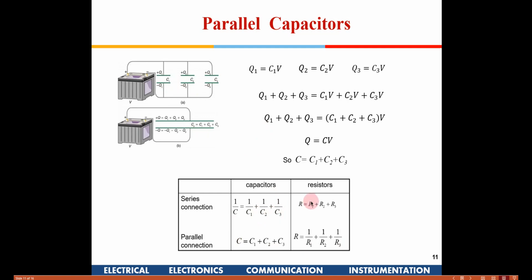If you see with respect to resistors, in series connections it is R1 plus R2 plus R3, whereas in capacitance it will be 1 by C1 plus 1 by C2 plus 1 by C3 equal to 1 by C, and for parallel capacitance C is equal to C1 plus C2. So this is exactly the opposite with respect to the resistors.